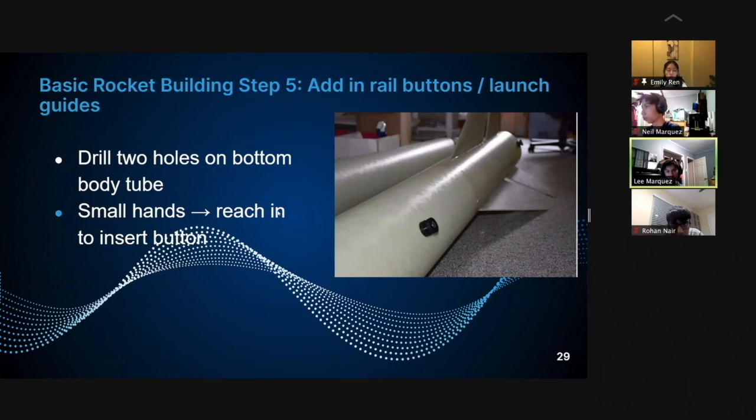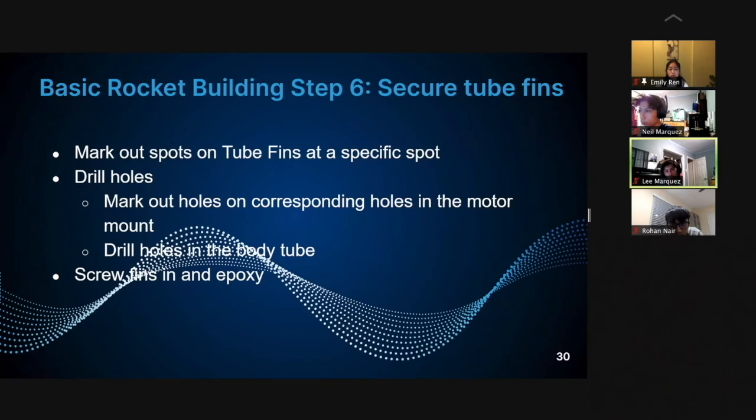For step 5, we drill holes on the bottom tube and we put motor rail buttons or launch guides into the holes. For step 6, we secure the tube fins. We mark holes on the tube fins and the bottom tube, and we're going to drill holes in the bottom tube and the fins, and we screw them in and we epoxy the fins to keep them in permanently.